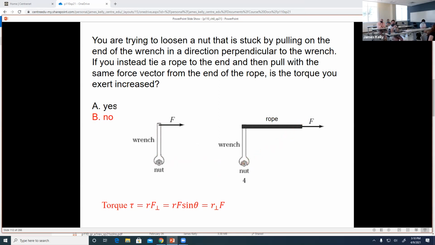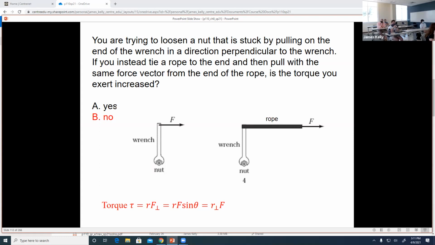So that seems maybe promising. Maybe we're going to have a better time of turning it in the second case. Even though R is bigger, notice that F here is tilted at an angle to R, whereas it was perpendicular to it before. So that's different too.